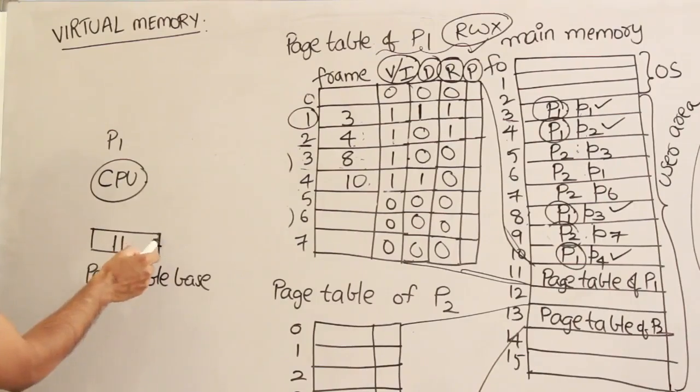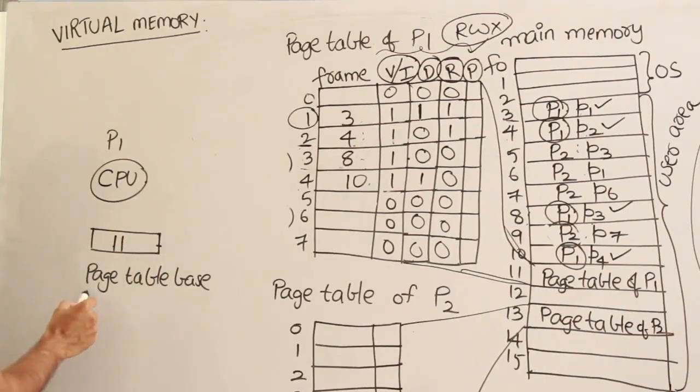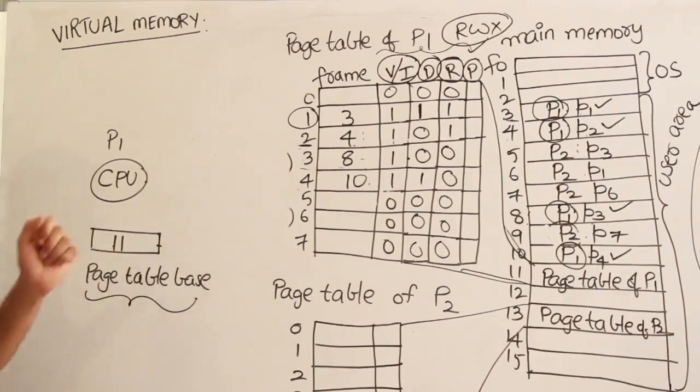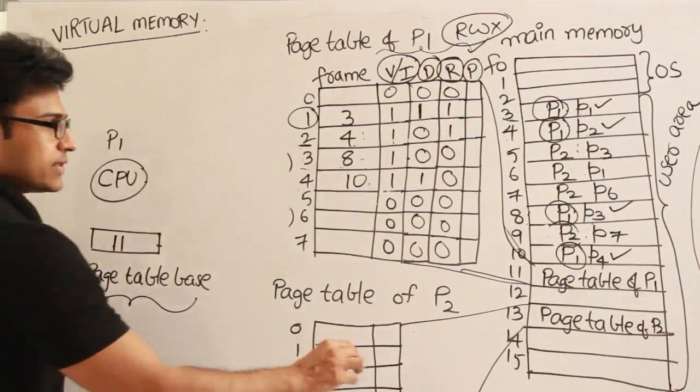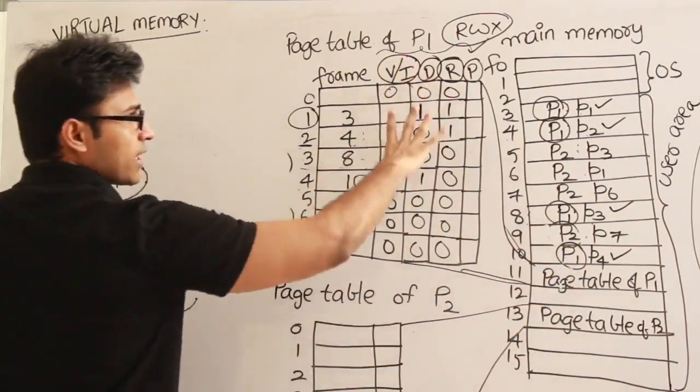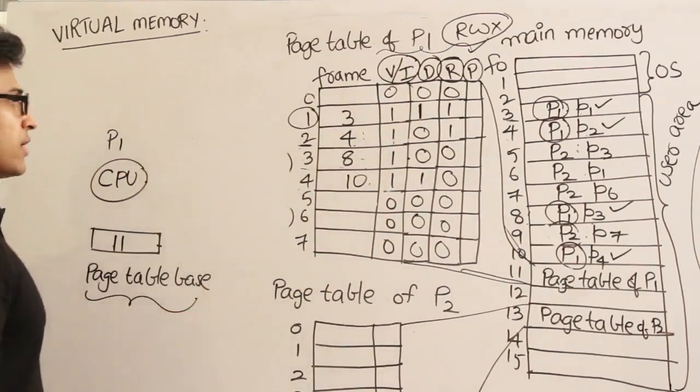CPU is going to have a register which is going to say what is the page table base address. Page table base address means where is this page table loaded. So it is containing frame number 11, which means CPU now knows that page table is present in frame number 11. So inside this frame number 11, this entire page table is present. Now what is the advantage of this?